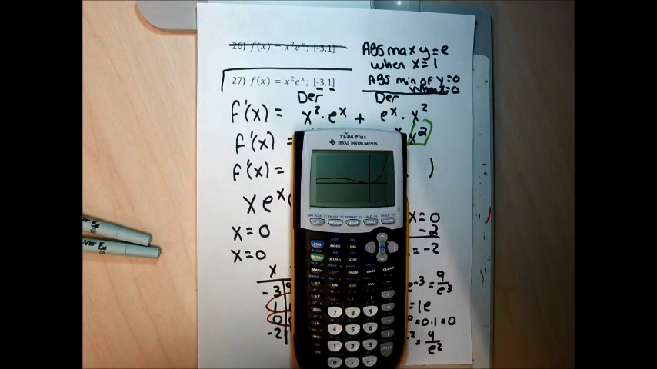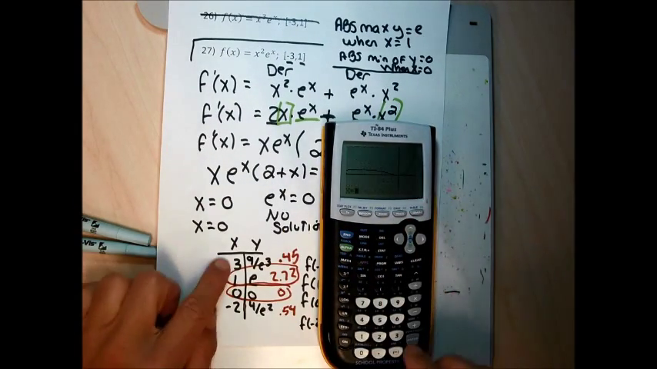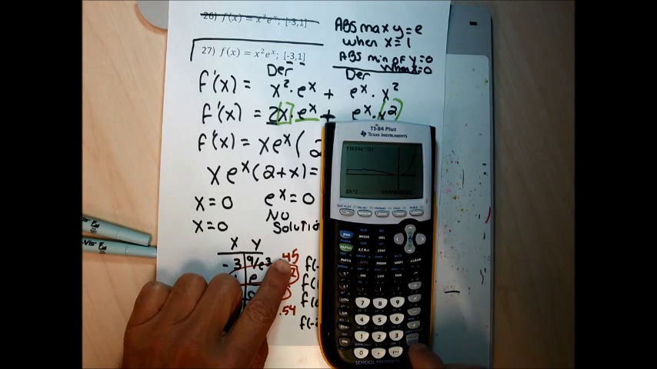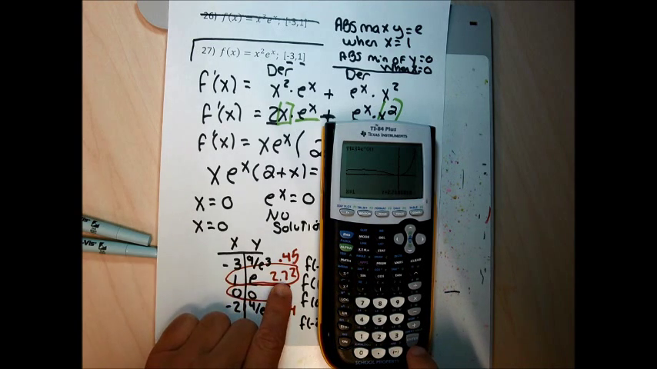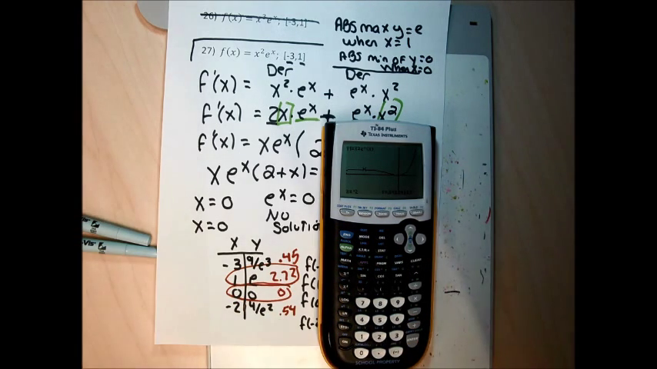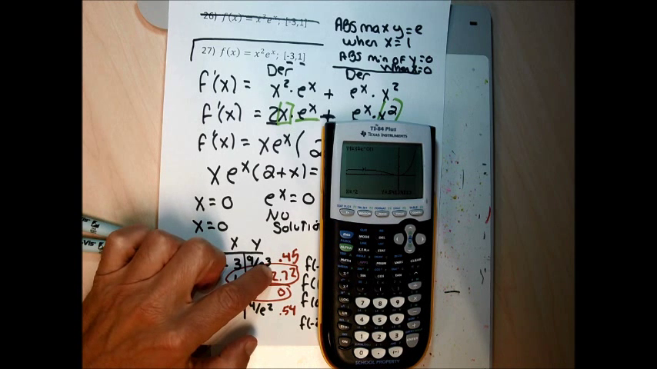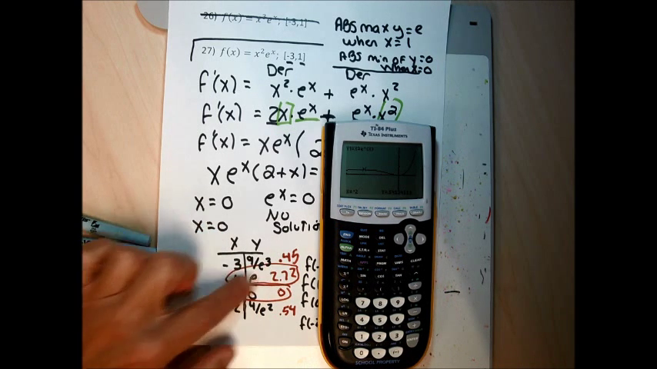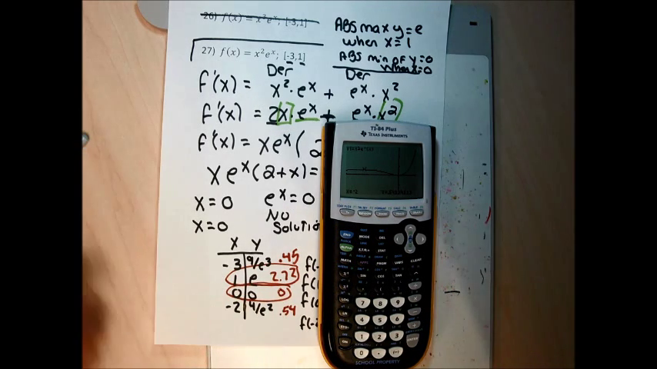Let me check all my y values to make sure I have the right decimals by going second calc value. I'll type -3 and I hope to get 0.45 or something that rounds to that, which I do. I type in 1 and I get something that rounds to 2.72. I type in 0 and I get 0. I type in -2 and get something that rounds to 0.54. So my math is spot on, and my answer is going to be correct, because 2.72 is the biggest y value. This point is the absolute maximum, and 0 is the smallest y value. This point is the absolute minimum.